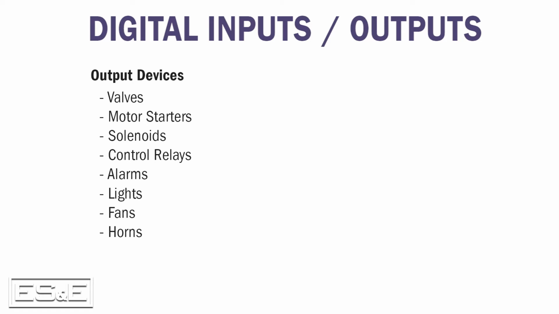What you're seeing now are examples of digital output devices. These are devices that the PLC will turn on and off based on program execution. Motor starters are devices that tell a motor to either run or stop. Solenoids are devices that typically control the opening and closing of valves.